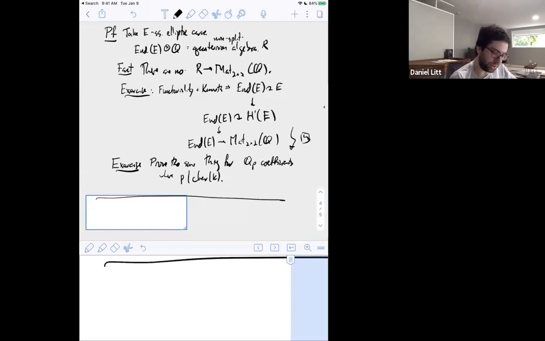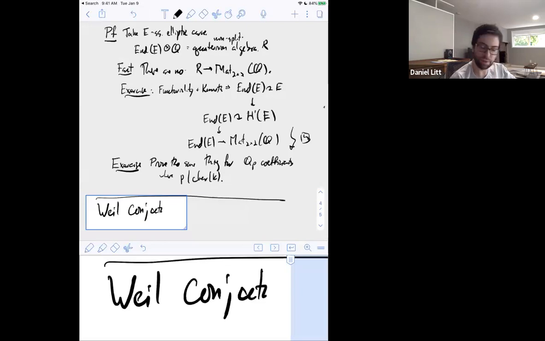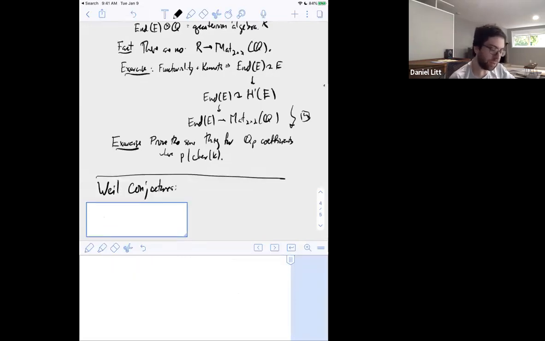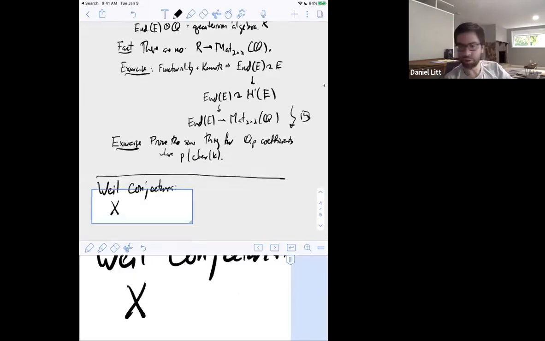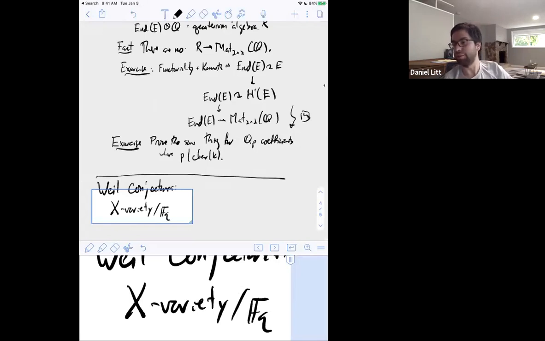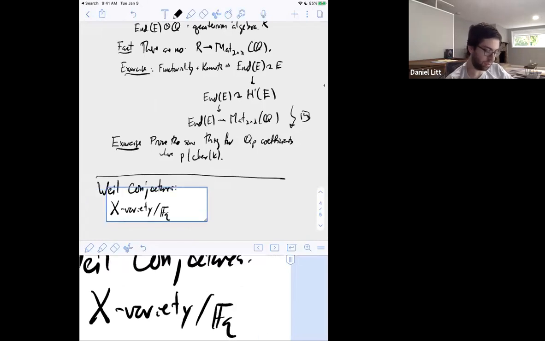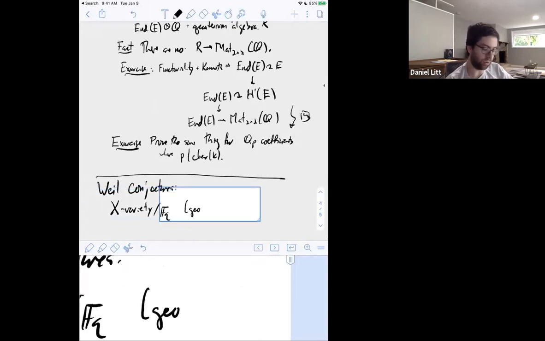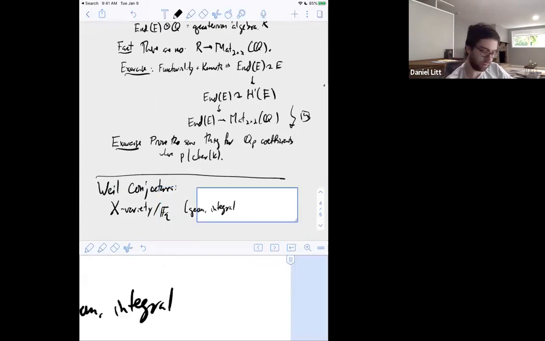Okay, so now I want to tell you what the Weil conjectures are and what the goal of this course is, namely to prove them. I'm also going to try to motivate them a little bit. So suppose X is a variety over a finite field F_q. Again, that's a geometrically integral finite type separated F_q scheme. Maybe I'll write that out, although very little of this will actually be relevant to the Weil conjectures.